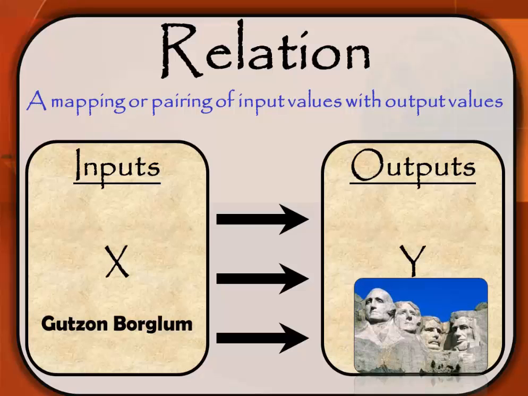So he took some input, which Gutzon wasn't the input, just an example. It was the actual mountain. It started as something. He did a lot of work, no doubt, and it outputted an unbelievable masterpiece that is now like one of the wonders of the world. It's unbelievably cool. Regardless, that's a simple example.